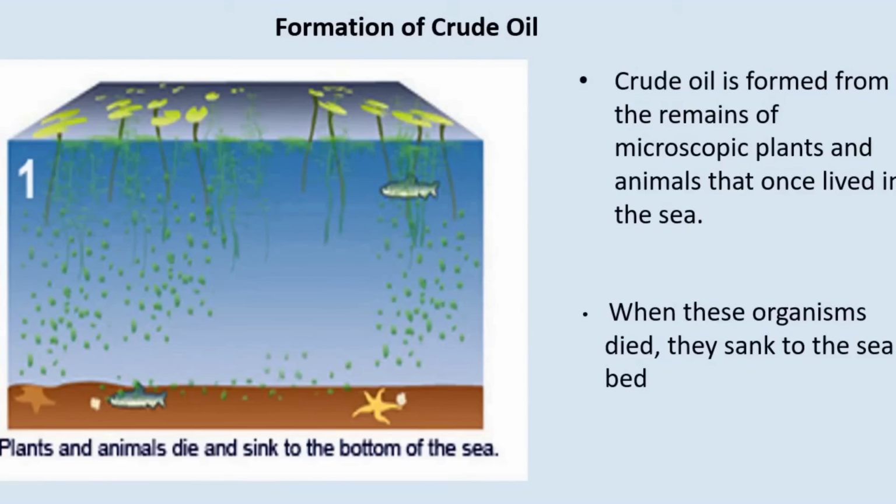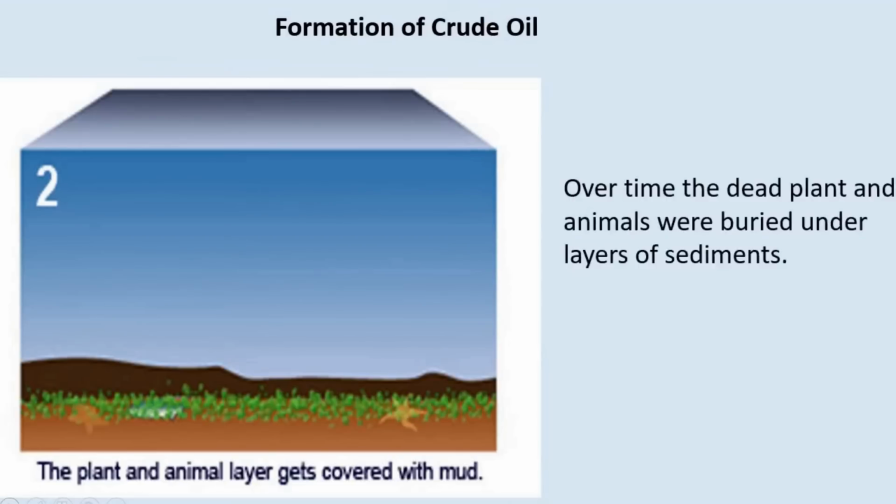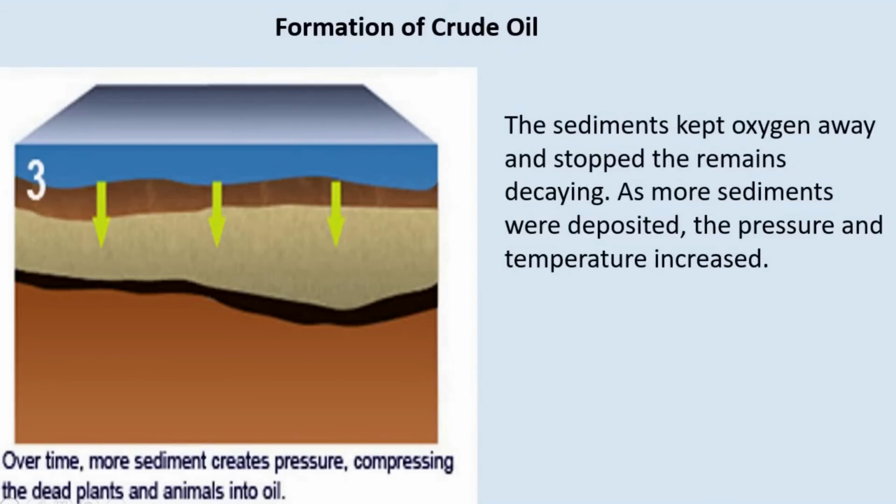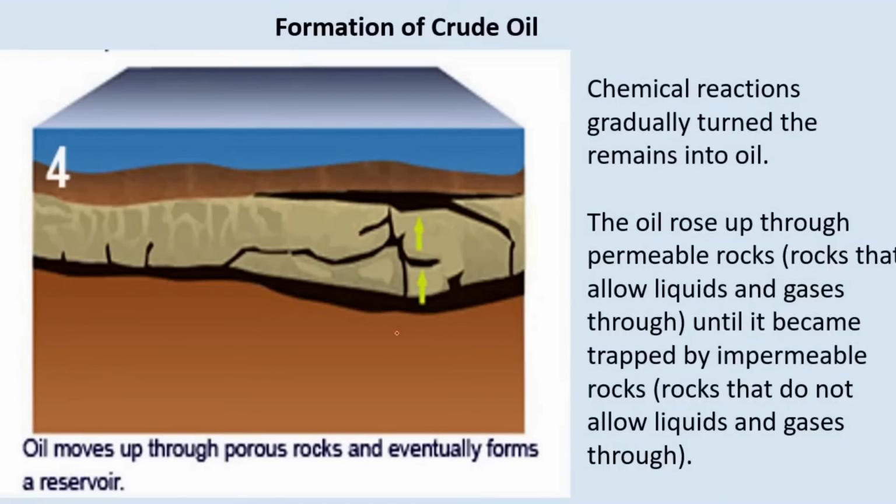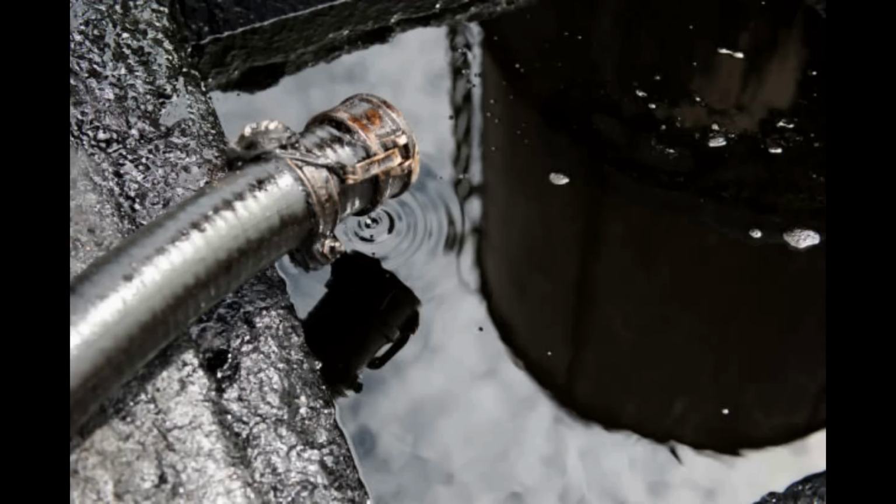Crude oil is formed from the remains of microscopic plants and animals that once lived in the sea. When these organisms die, they sink to the sea bed. Over time, the dead plants and animals get buried under layers of sediment. The sediments keep oxygen away and stop the remains decaying. As more sediments are deposited, the pressure and the temperature increases. Chemical reactions gradually turn the remains into oil. The oil gets trapped because it rises up through permeable rocks until it reaches an impermeable layer, and that forms an oil reservoir.